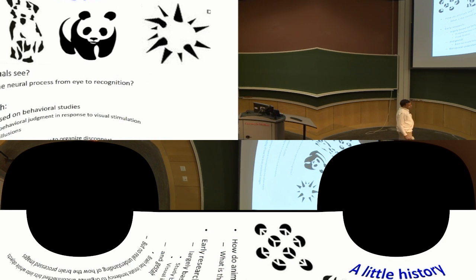So, a history. It all began with people trying to understand vision. What do animals see? What's the neural process from the eye to recognition of an object?